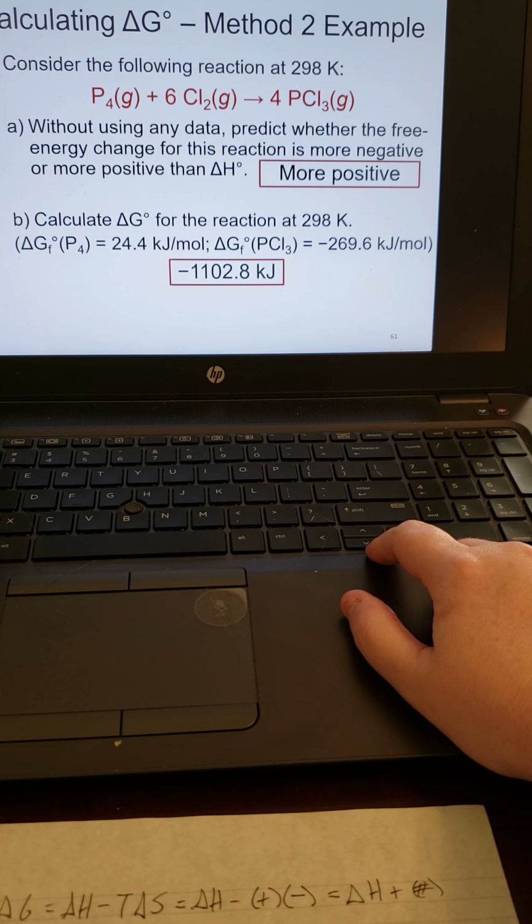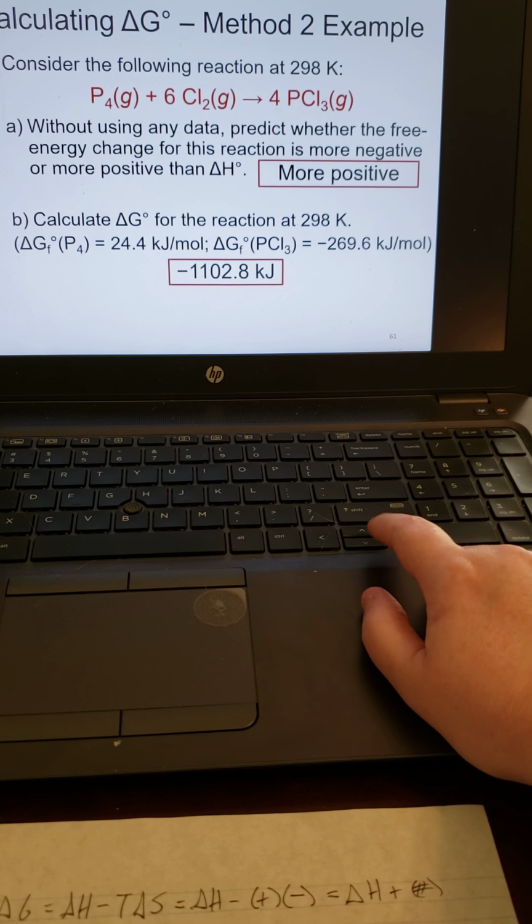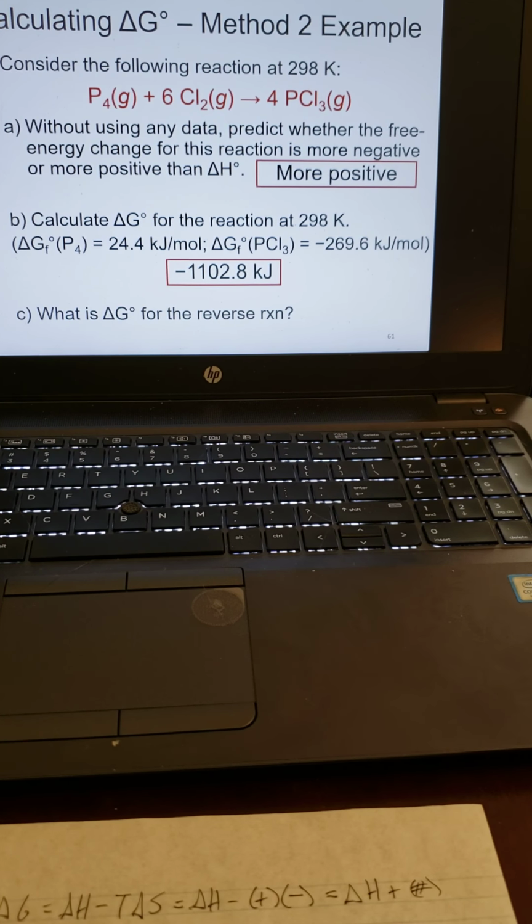And now if this is more positive than delta H naught reaction, then we know the delta H naught reaction has to be an even larger negative number. Just bringing the two questions together. All right, well, what about this question?